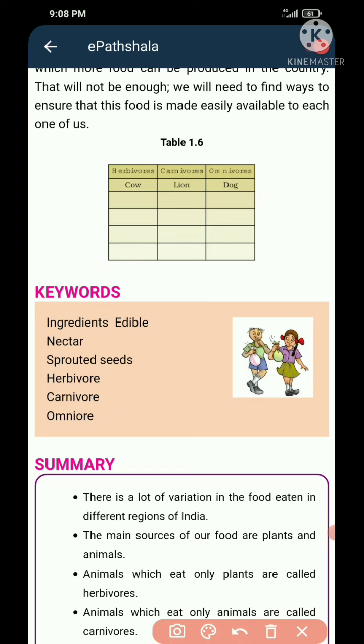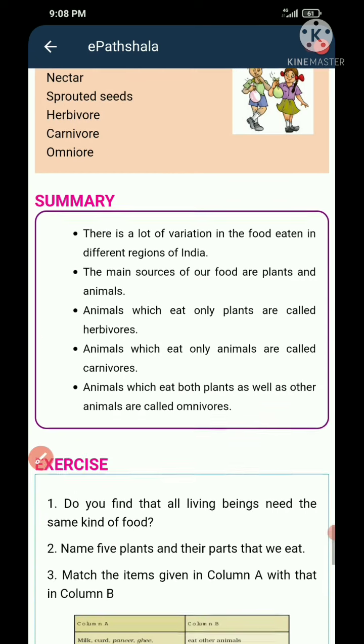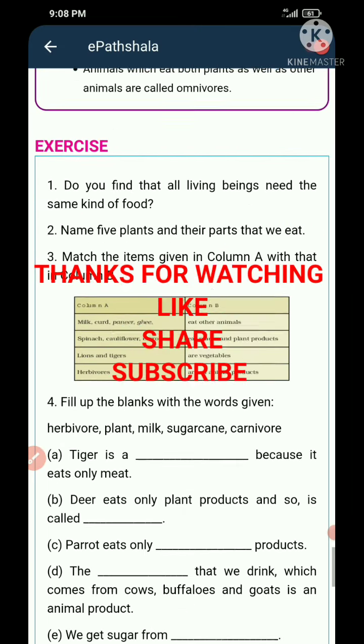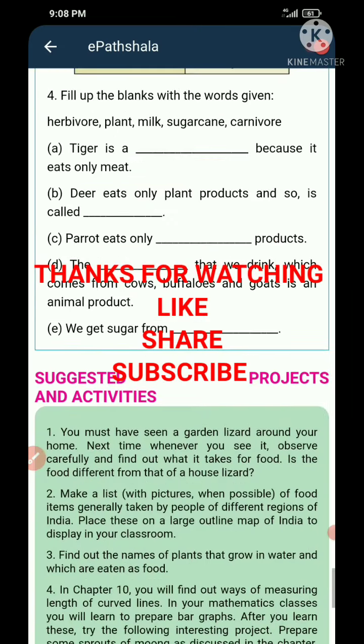Okay, so this is your first chapter, Food: Where Does It Come From. This is the exercise, you can easily solve this exercise.